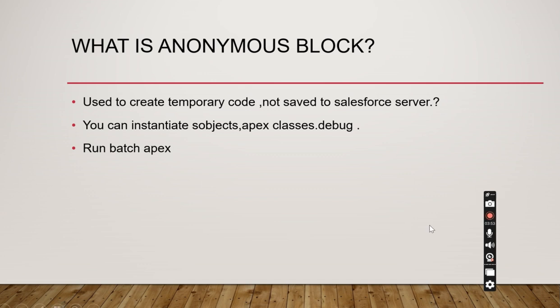Anonymous block: what is an anonymous block? It allows you to create temporary code which does not get saved into the Salesforce server. It can be used to instantiate objects and Apex classes, and to do debugging. You can run batch Apex. So anonymous block is in the developer console.